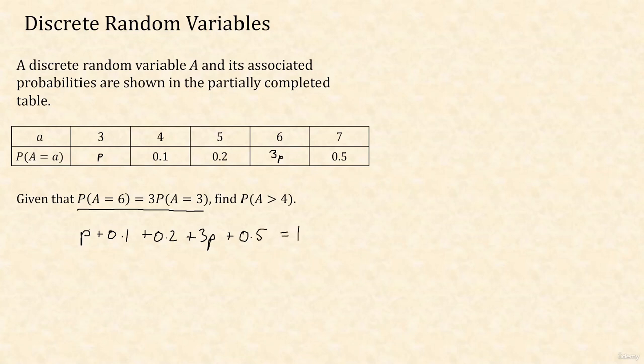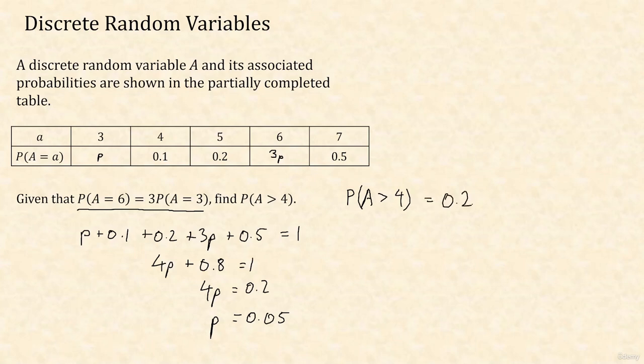I can just neaten this up now. The p and the 3p add to 4p. The 0.1, the 0.2 and the 0.5 add to 0.8. And now I can just solve this. 4p is 0.2, and that means that p is 0.05. So now when it says work out the probability that A is greater than 4, well, it must be either 5, 6 or 7. So I can just add those up.